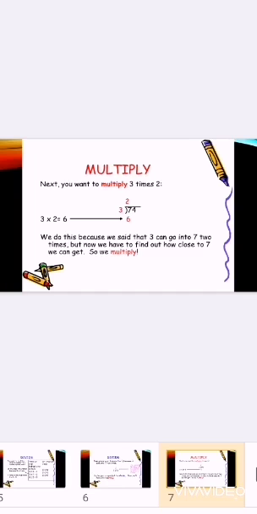Next step is multiply. We want to multiply 3 times 2. 3 times 2 is 6. We do this because we said that 3 can go into 7 2 times, but now we have to find out how close to 7 we can get. So, we multiply. That was a really simple step. Now, we want to move on to subtract.